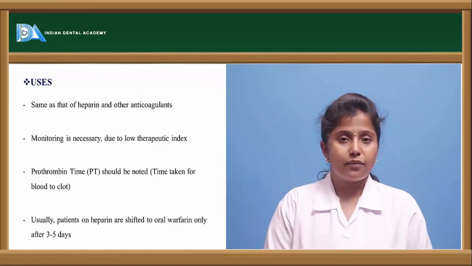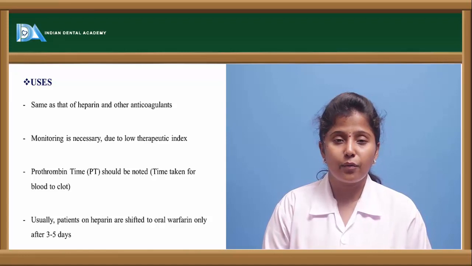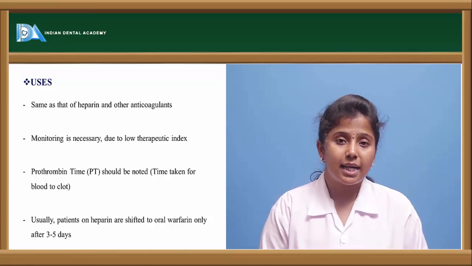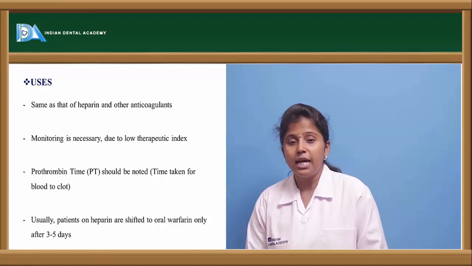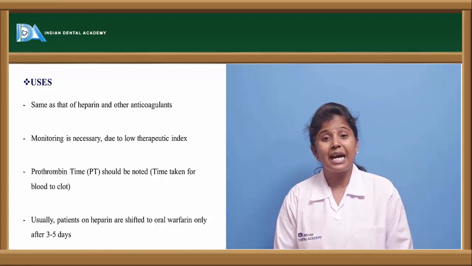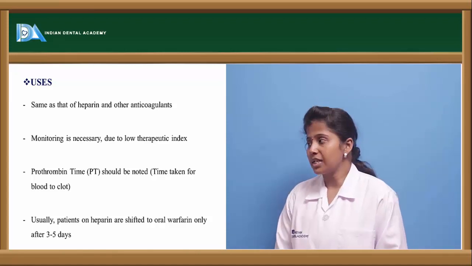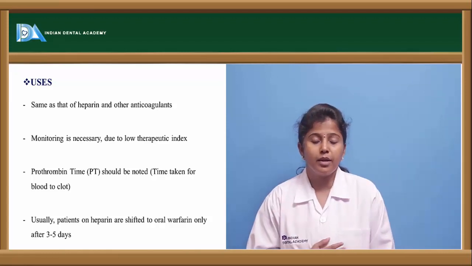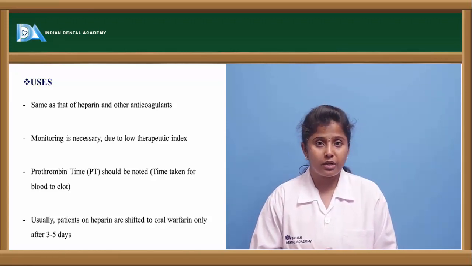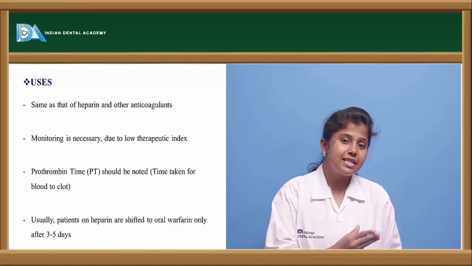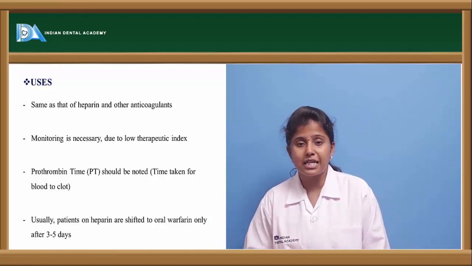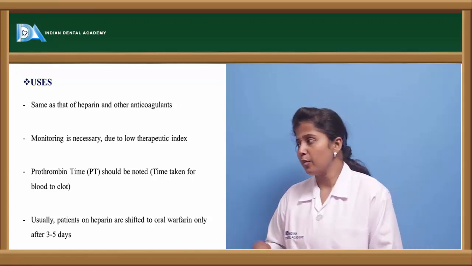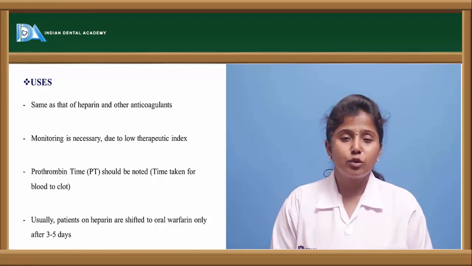What are the uses of warfarin? Warfarin is used the same as heparin. It is used in heart-related disorders, in rheumatoid arthritis, and even as an anticoagulant, antiplatelet. The uses are the same as those of heparin, but here the warfarin dose should be monitored because warfarin belongs to the low therapeutic index drugs. If the dose exceeds, it shows toxic effect, and if the dose decreases, it shows no effect. So the dose of warfarin has to be monitored, and even the prothrombin time should be monitored.